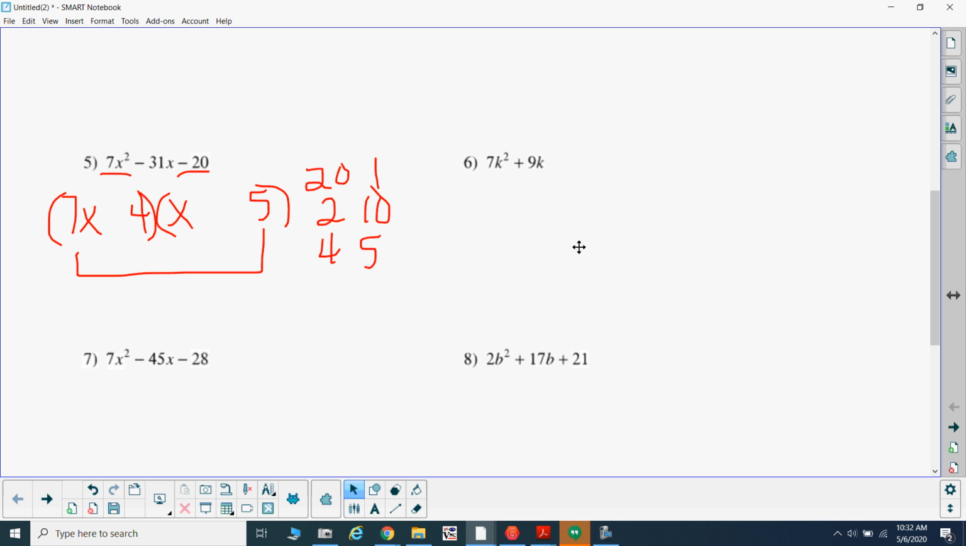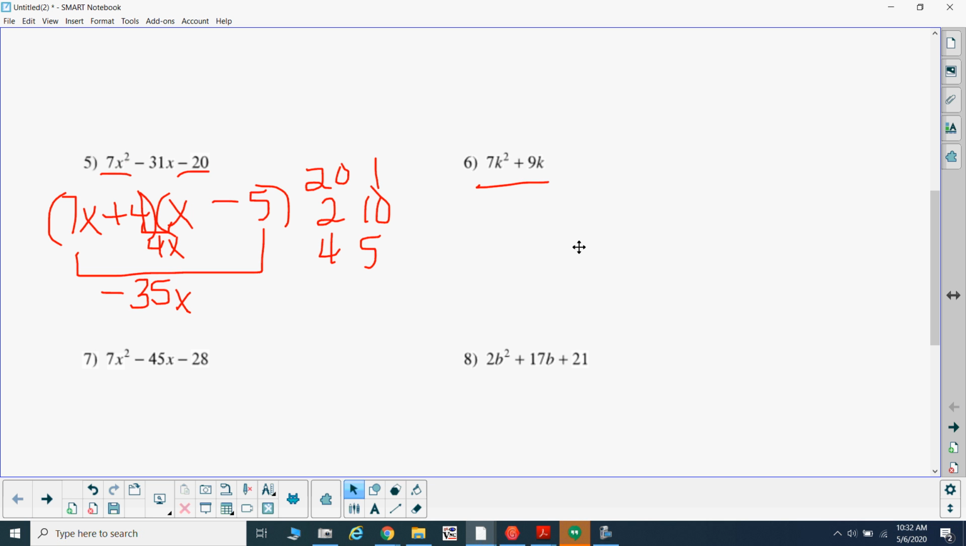You make educated guesses. I know I can't put a 20 in with a 7 because 7 times 20 is going to be really big. I know I can't put the 10 with a 7 because the 7 and the 10 will be really big. So I'm just educatedly guessing that it's going to be the 5 and the 4. And if I do that, 5 times 7 is 35. And then this is 4x. Well, if I want it to be a negative 31x, I would need it to be a negative 35. So it would be that way and plus.